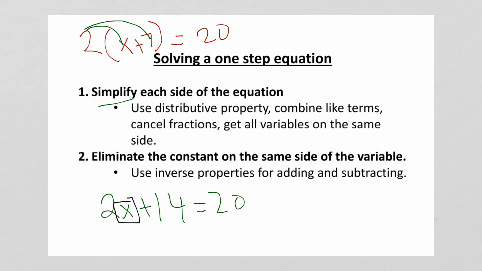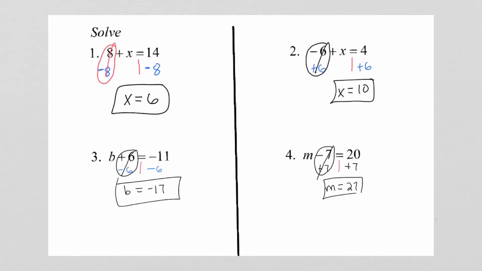So they're saying we have to get rid of our constant first. Do we have to? Technically no, but that's the best way to do it. How would I do that? I'd subtract 14, but whatever I do on one side, I do to the other. Now it's gone, and I get 2x equals 6. That's what they mean by constant. Now, let's move forward.